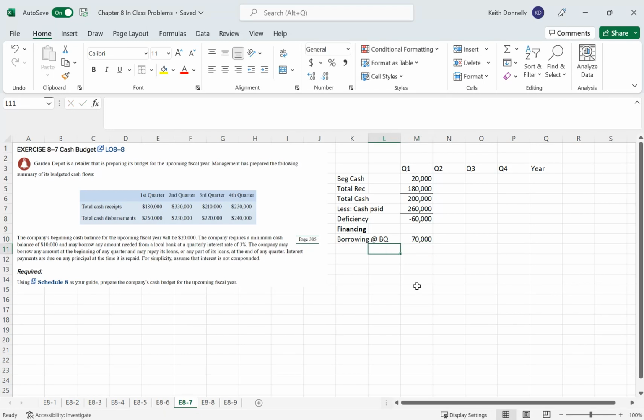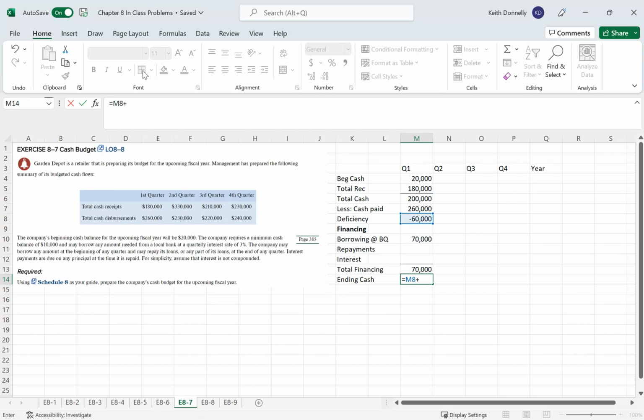There's other line items we can do here, repayments, interest. That's going to get us our total financing. Okay, in this case, we're at 70,000. From that, we'll have our ending cash of negative 60 plus 70. We're looking at 10,000. Now that guy, ending cash from last period, will be this period's beginning cash. See how we had to complete that vertical column first?